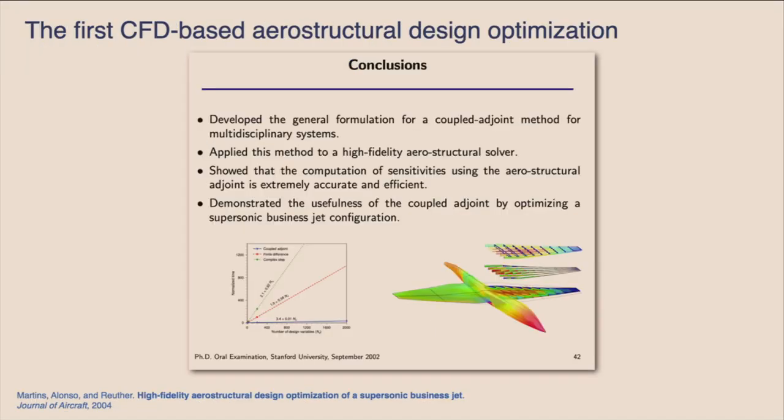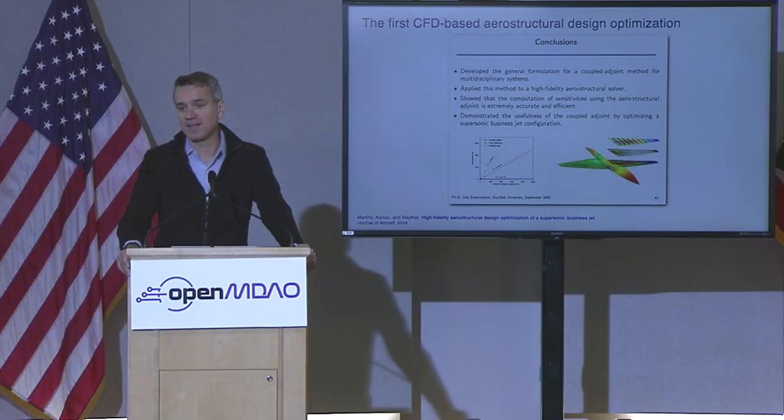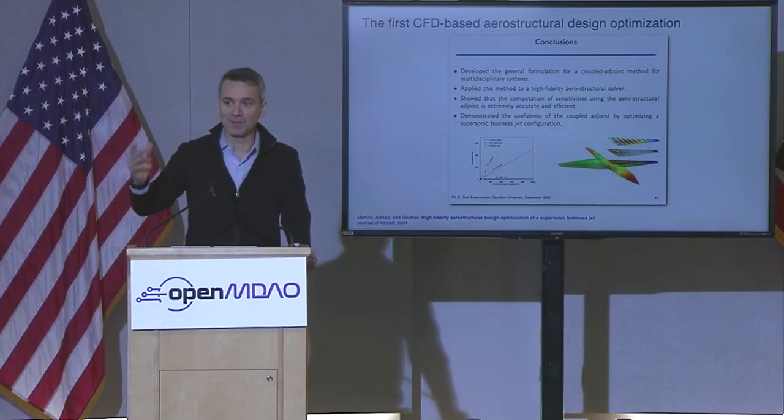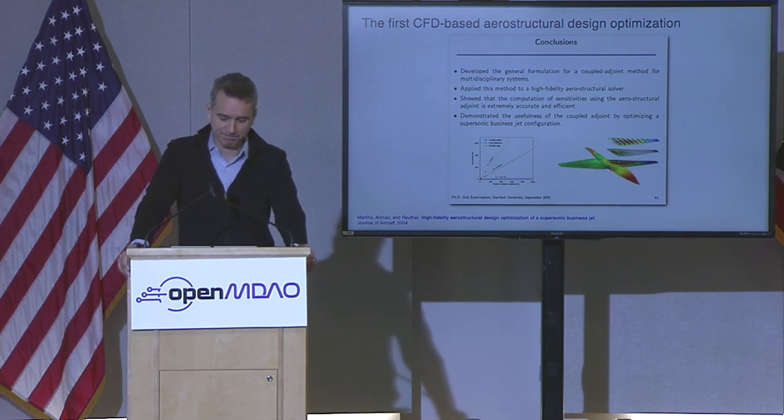And that eventually, after a few years, a bit of pain, a lot of pain, led to the first CFD-based aerostructural optimization, where we're optimizing aerodynamic shape and structural sizing simultaneously. The example was a business jet. And this was 20 years ago, almost to the day, to the month that I defended, actually, right? So the MDO lab is now 20 years old this year.